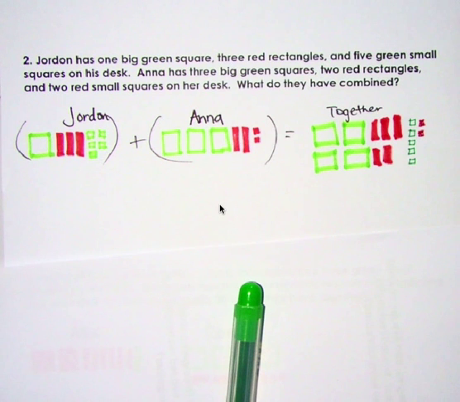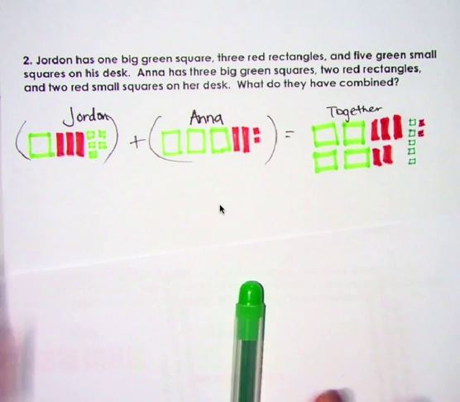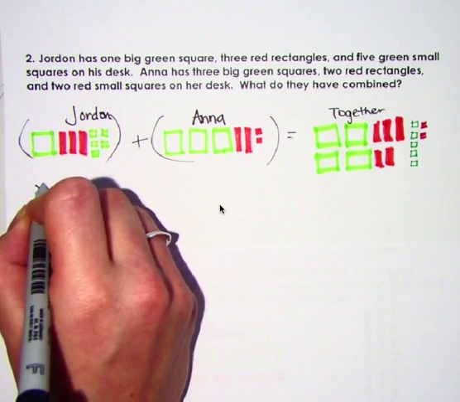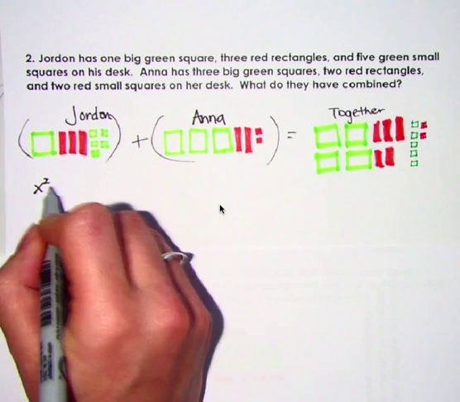Now let's come up with this algebraic equation. What is Jordan's expression? Well, Jordan has 1x squared. We do not write the coefficient 1 because that's redundant.